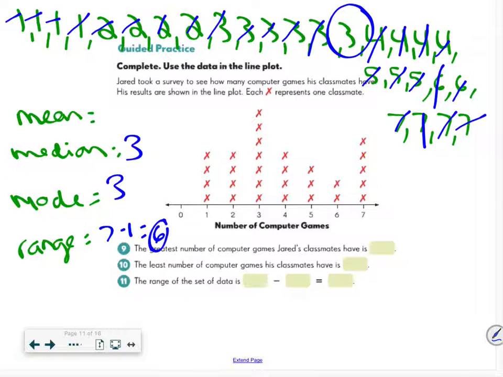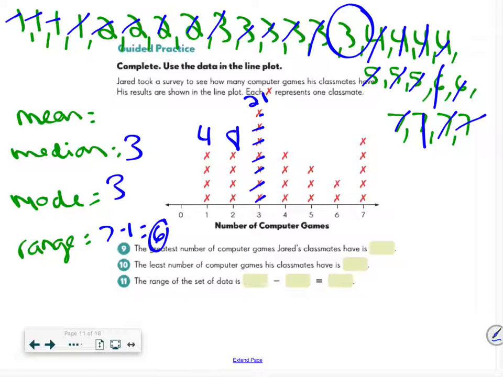If I want to figure out the mean, it would be a huge pain if in my calculator or on paper I wrote 1 plus 1 plus 1 plus 1 plus 2 plus 2 plus 2. It would take me forever. Instead, what I'm going to do is, if I have 4 kids who have 1, 4 times 1 is 4. If I have 1, 2, 3, 4 kids who have 2 video games, 4 times 2 is 8. If I have 7 kids who have 3 video games, that's 21 total games.